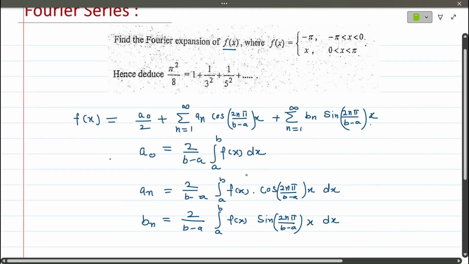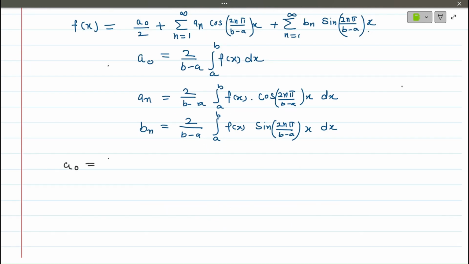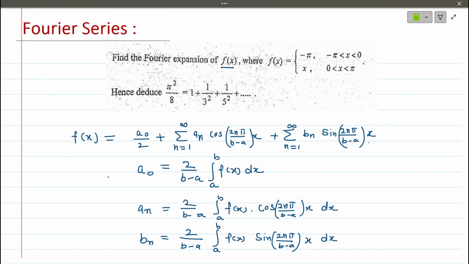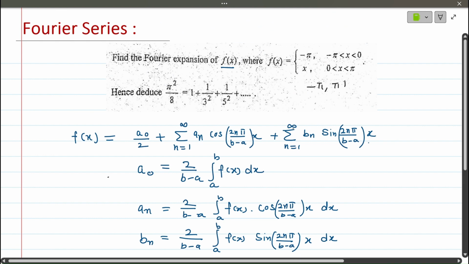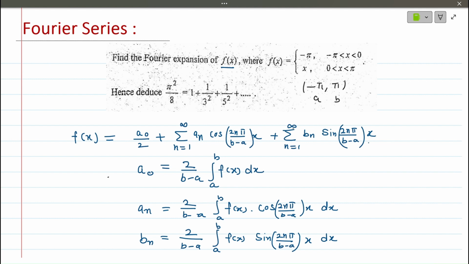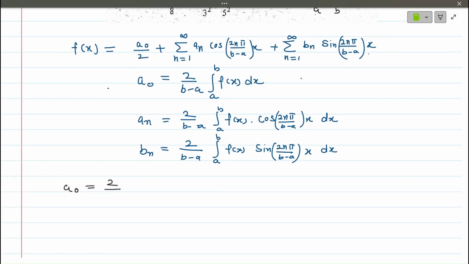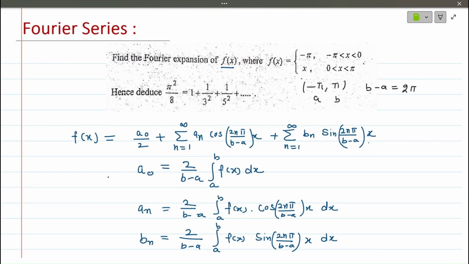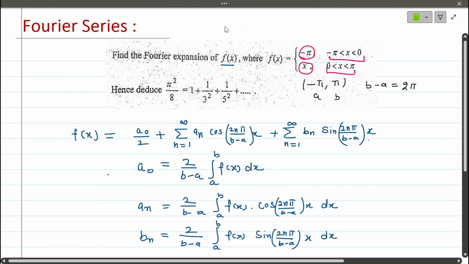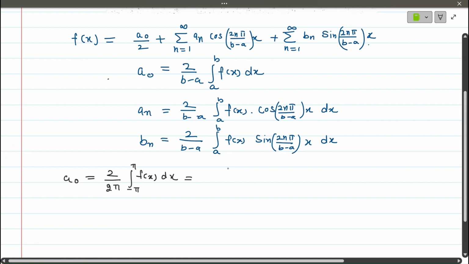So starting with the first coefficient a naught, which is equal to 2 divided by (b minus a). Here the interval is minus pi to pi, so a is equal to minus pi, b is equal to plus pi, so b minus a will be 2 pi. So a naught is equal to 2 divided by 2 pi integration from minus pi to pi f(x) dx. The function is defined for different domains: from minus pi to 0 its value is minus pi, and from 0 to pi its value is x. So we will split this interval from minus pi to 0 and from 0 to pi.